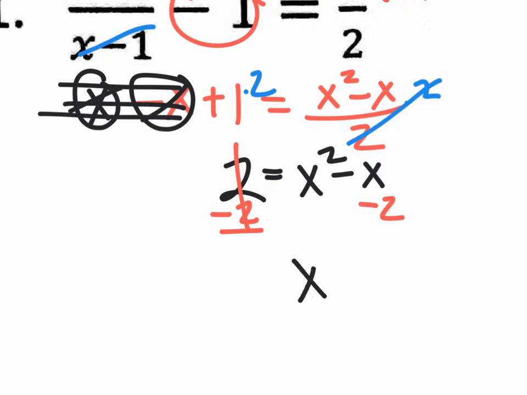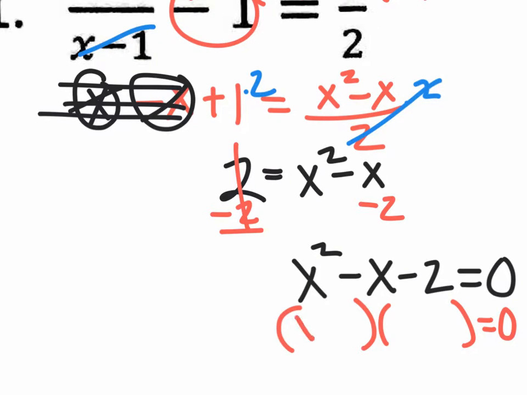I will have x squared minus x minus 2, and the equals 0, I could put it on this side, or I could put it on the other side. I'm going to choose to put it on the other side, so let me put the equals 0 on the other side over here. And now I'm going to factor, split, and solve.